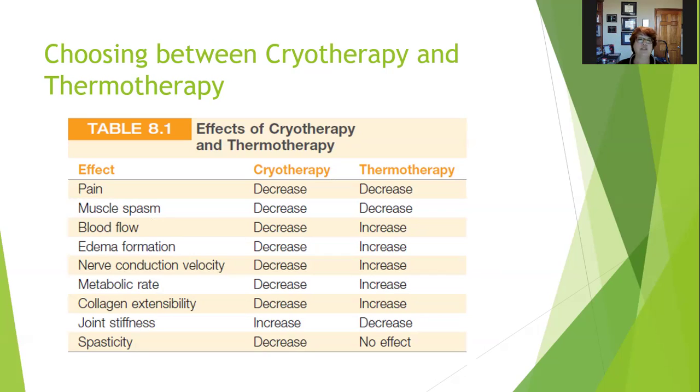Cryotherapy increases joint stiffness and thermotherapy decreases it. Obviously, if you want to increase joint mobility, thermotherapy is the choice, but sometimes that increase in joint stiffness is worth it to decrease the pain and edema and muscle spasm. It's worth it to use cryotherapy for a short amount of time. Spasticity is decreased with cryotherapy, and thermotherapy has no effect on spasticity. So if you're trying to modify spasticity, cryotherapy is your choice. We'll review this again when we talk about thermotherapy.